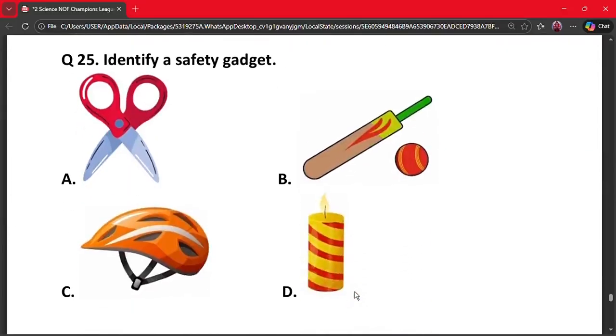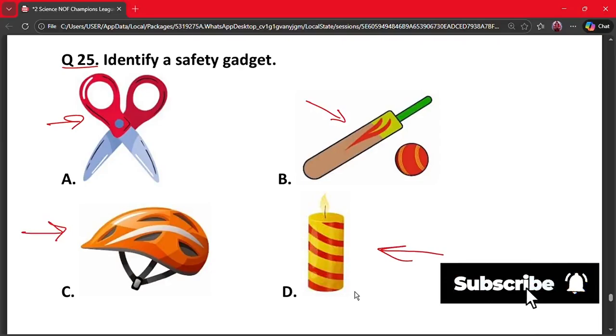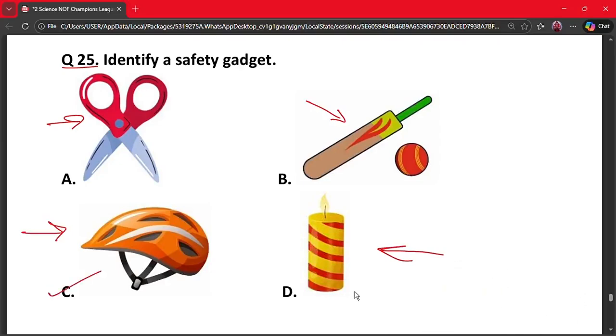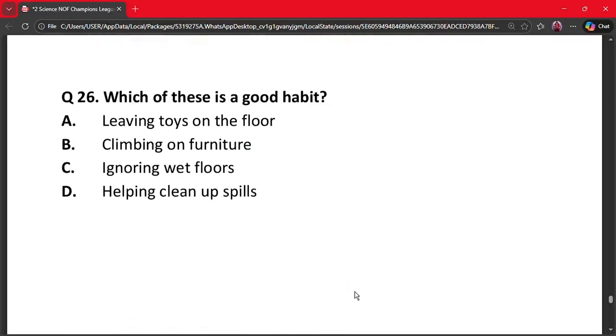Next question is question number 25. Identify a safety gadget. A is an image of scissors. B is an image of bat and ball. Image C is a helmet and image D is a firecracker. The correct answer is option C. The item shown, that is a helmet in option C, is the safest gadget used to protect us from injury, and this is mainly used for protecting us from head injuries. So the correct answer is option C.